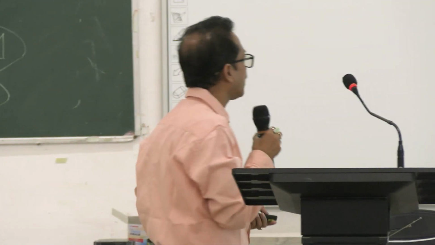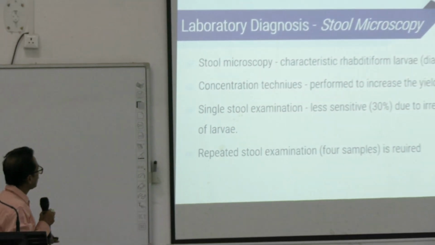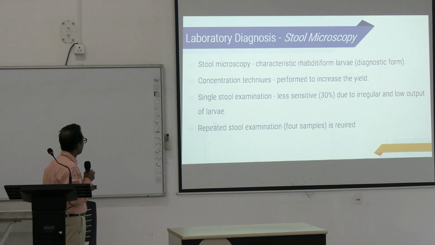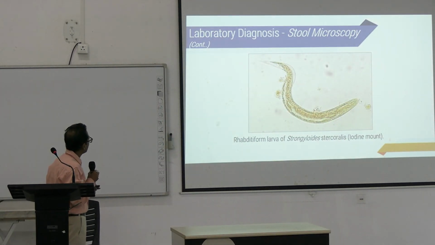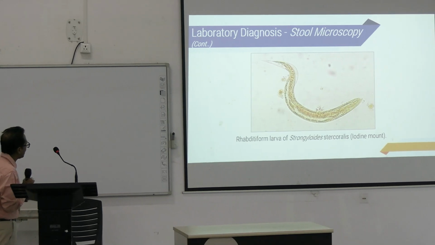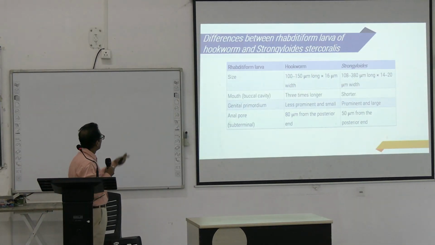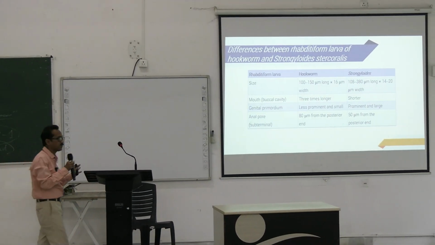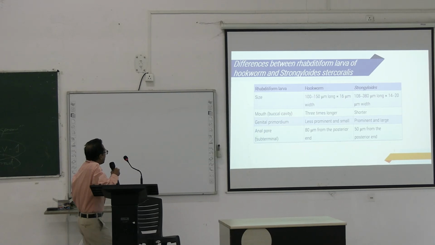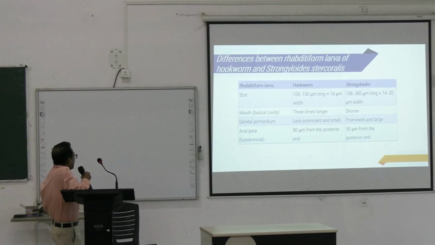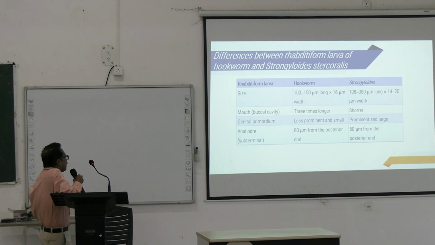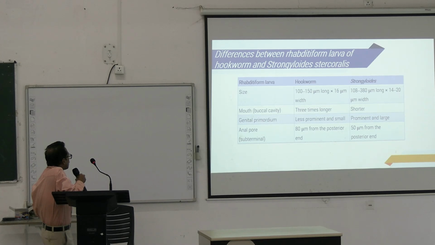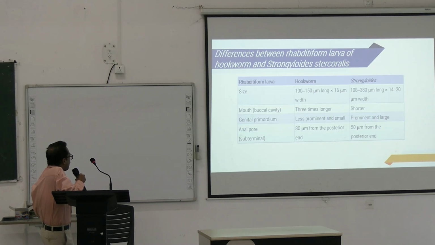On stool microscopy, characteristic rhabditiform larva are seen; to increase the yield, a concentration technique is performed. Single stool examination sensitivity is 30%. So this is the rhabditiform larva in iodine mount, rhabditiform larva in Strongyloides stercoralis. How will you differentiate rhabditiform larva of Strongyloides from hookworm? The hookworm larva is 250 to 300 micrometer, but Strongyloides larva is shorter, and the buccal cavity is shorter. The mouth is longer in case of hookworm.